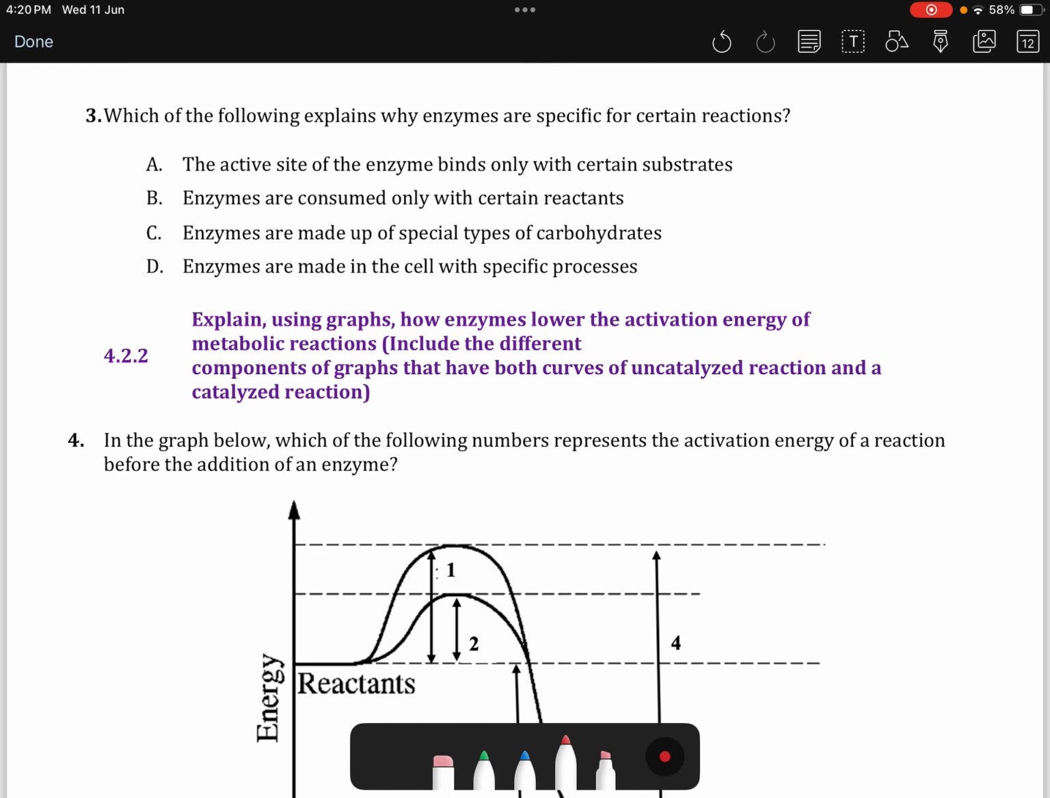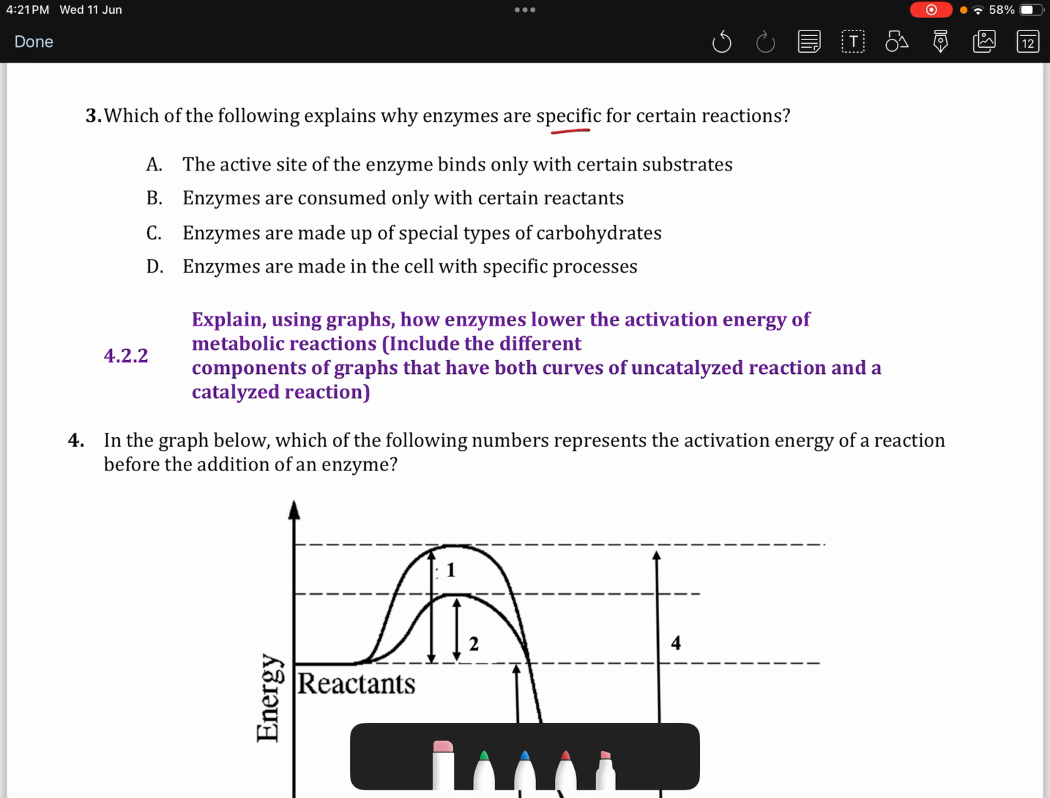Question number 3: which of the following explains why enzymes are specific for certain reactions? So how do you say that enzymes are very specific for certain reactions? We already said that enzymes bind to a specific substrate, so you should know about it. And why do they do this? They have active sites. Okay, let's read the options.